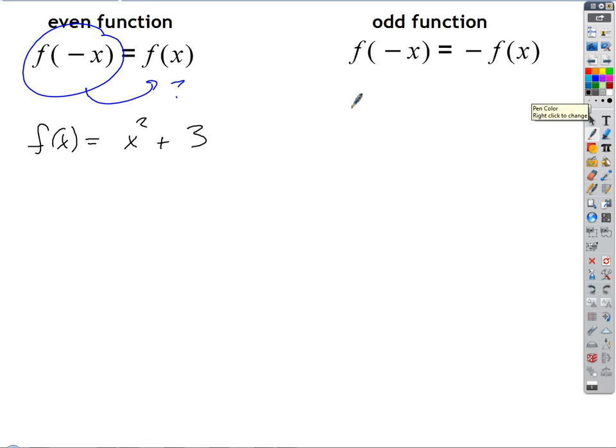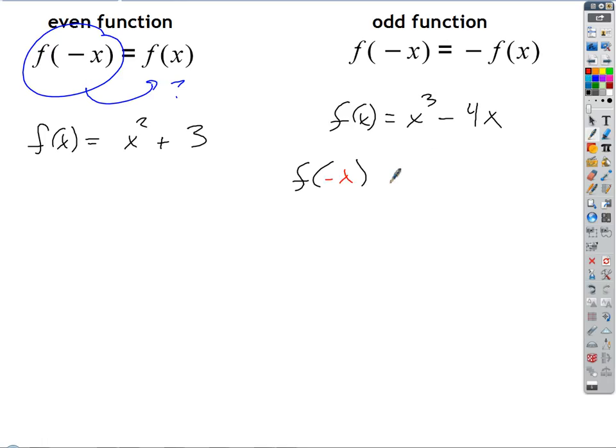So let's try this one. How about f of x equals x cubed minus 4x. Let's try that one. Now if we input f of negative x and we get back minus f of x, that proves that it's odd, okay?